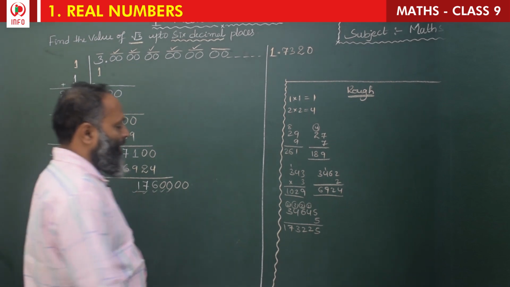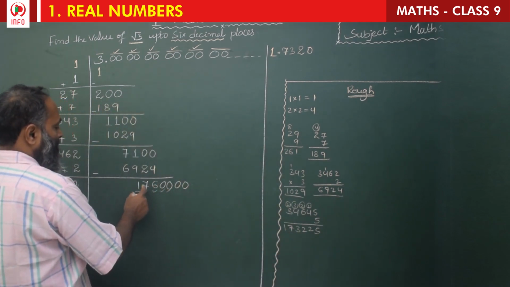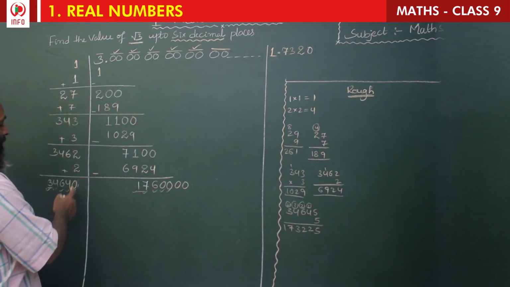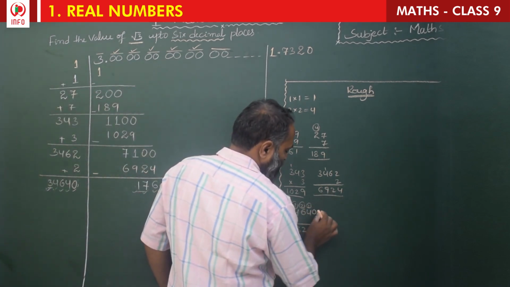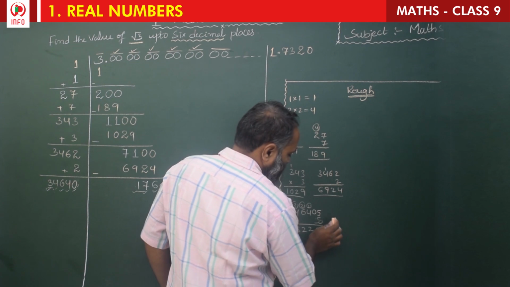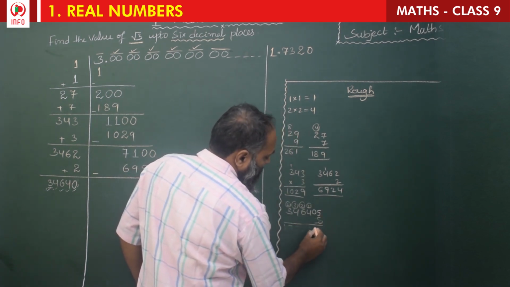How many places here? 1 2 3 4 5 6. 1 2 3 4 5 6 7. So here also you should take 0 and after that 5. Take 5. 5 5s are 25. Now you multiply. 5 5s are 25.